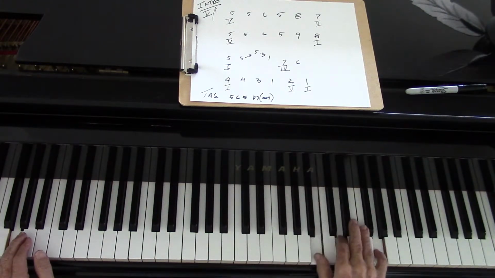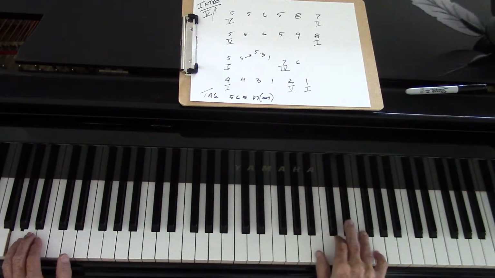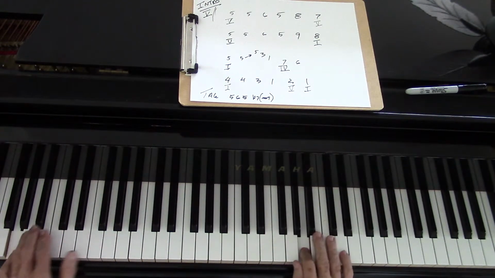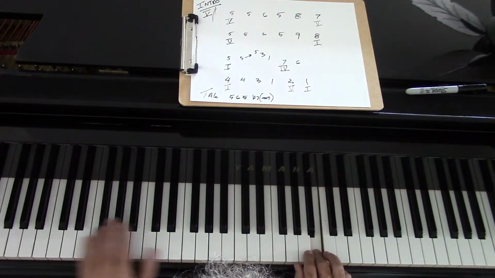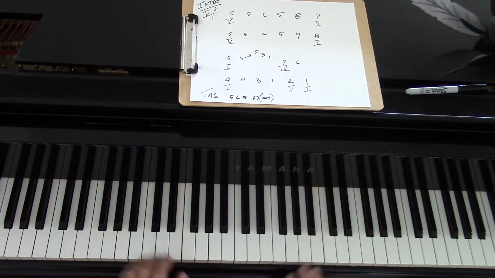G if you want here. G, B, D. Put your G on the top of the G dominant. And play that as an introduction. Put your harmonies anywhere you want to within this.